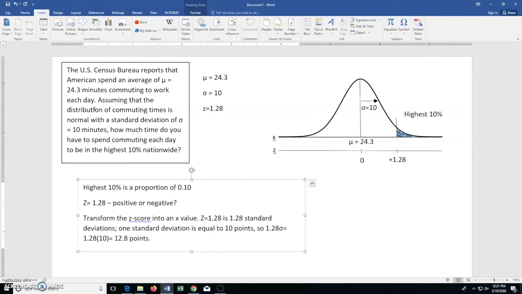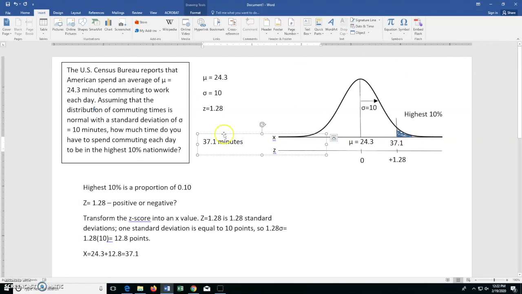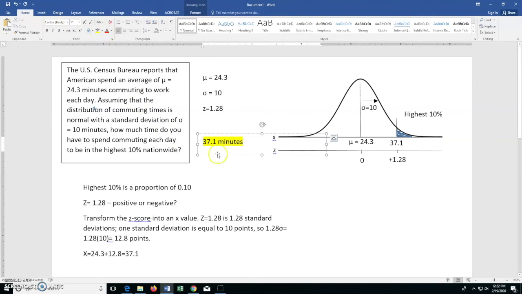So our x value is 12.8 points above our mean of 24.3. So our x is 24.3 plus 12.8, giving us a value of 37.1. So the answer to our problem is 37.1 minutes in the highest 10%.